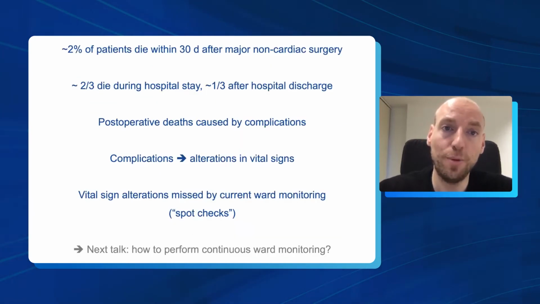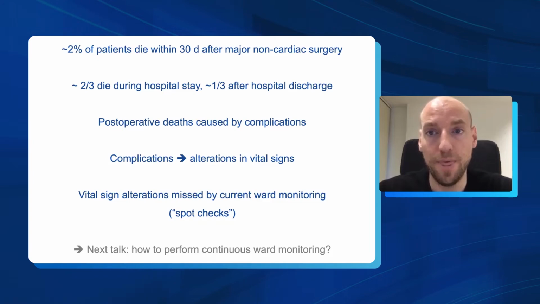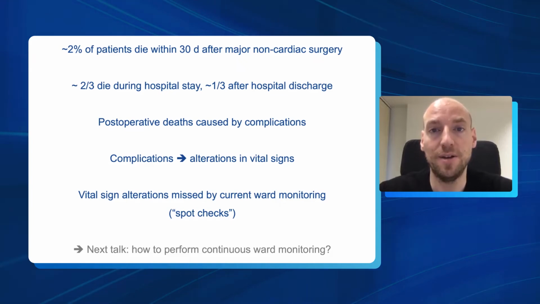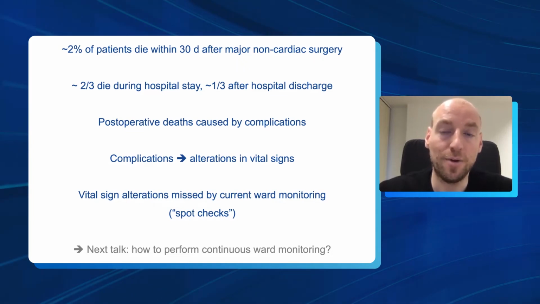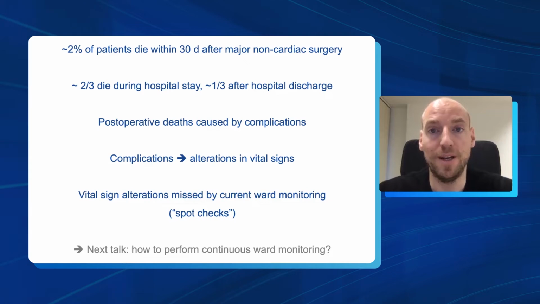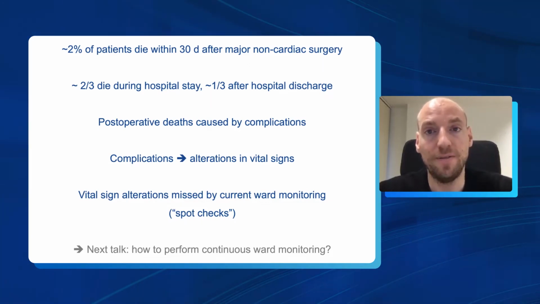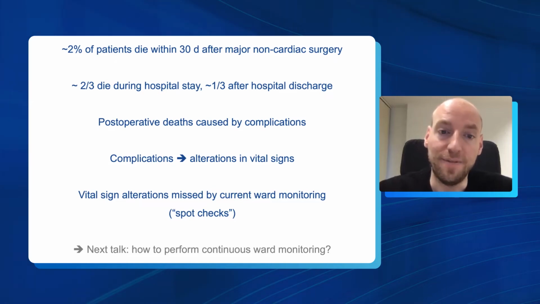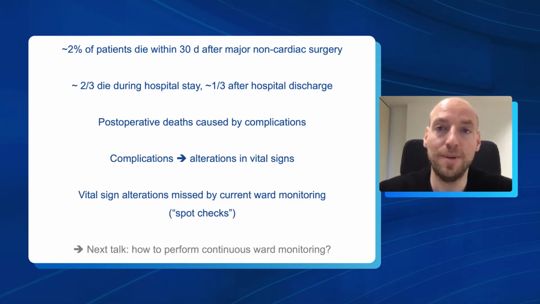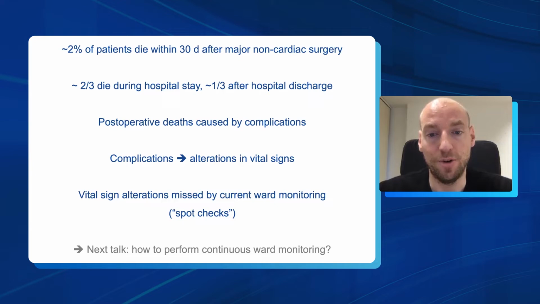So to summarize, 2% of patients die within the first month after non-cardiac surgery. 2/3 of those patients die during the hospital stay. Postoperative deaths are caused by postoperative major complications. Those complications cause alterations in vital signs, and these vital sign alterations are currently missed by intermittent spot check monitoring.